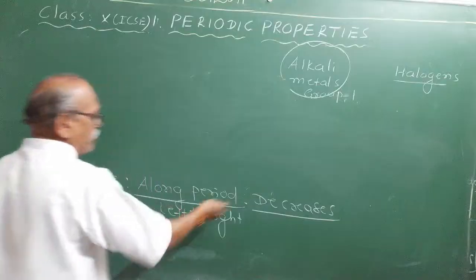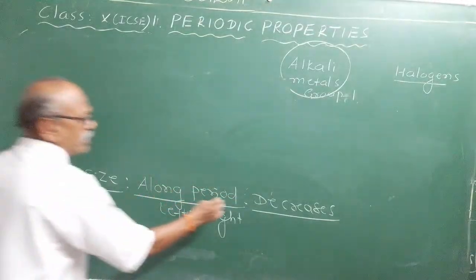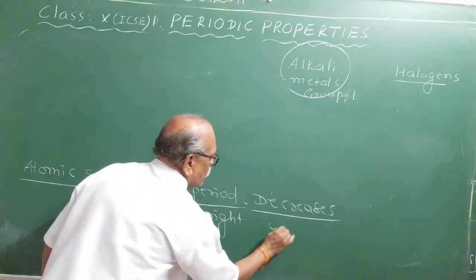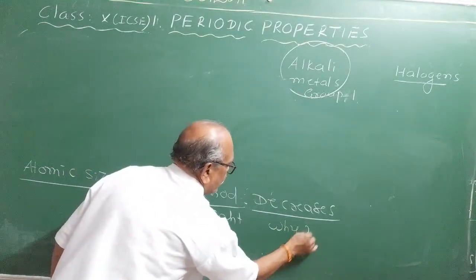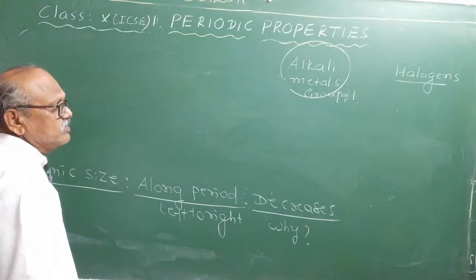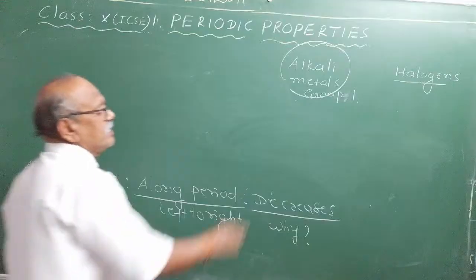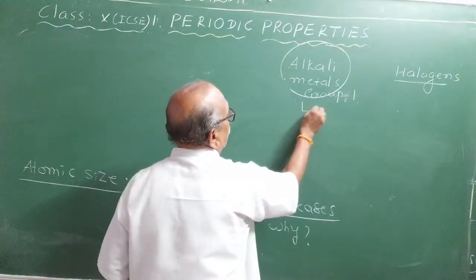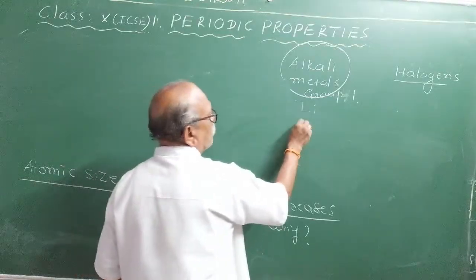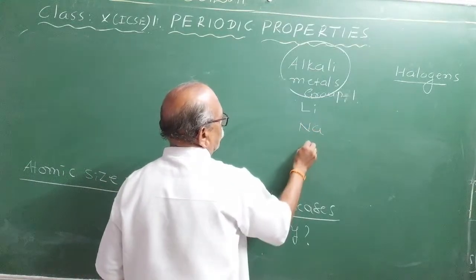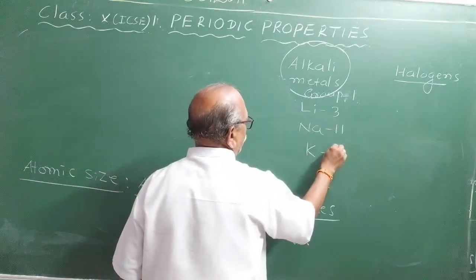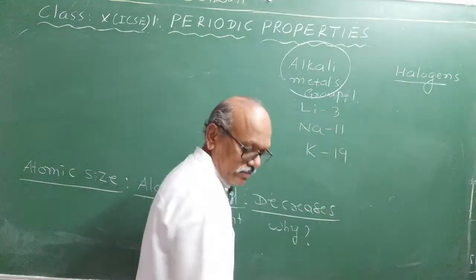Let us finish the period now. Along the period, atomic size decreases. And you must now have clear knowledge of why it decreases. Already we discussed in my previous videos, live classes, you can see it. Alkali metals start from lithium, not from hydrogen. Hydrogen is a non-metal. Lithium atomic number 3, sodium atomic number 11, potassium atomic number 19.